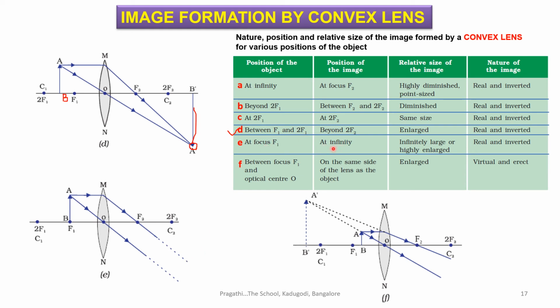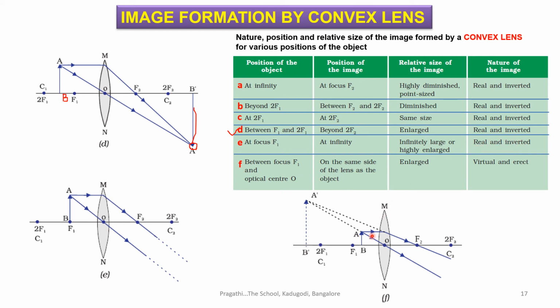See here, the position of the image is formed at infinity, infinitely large or highly enlarged. It is too much enlarged. We cannot see the image. It may fall on the sky, it may fall on some other planet. We don't know. It is very, very far. But the nature of the image will be real and inverted.